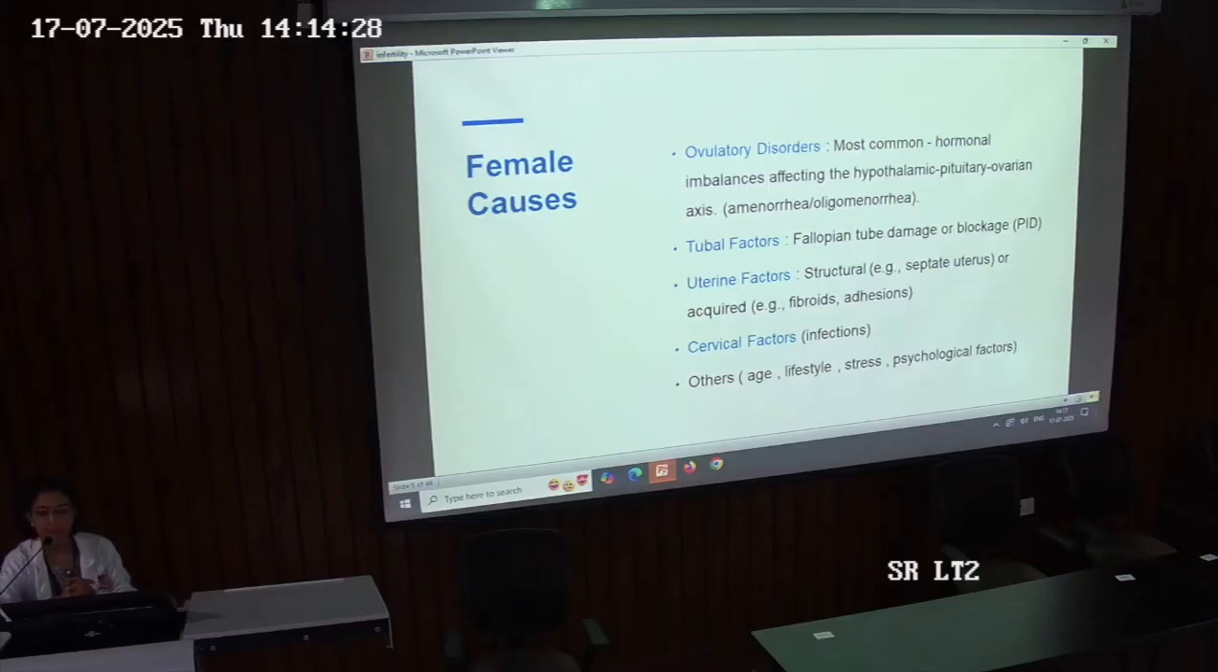Ovulatory disorder is the most common factor for female infertility. Tubal and uterine factors may be congenital or acquired, then cervical factors, and even lifestyle, like sedentary lifestyle, stressful working conditions, excessive physical activity, or even psychological factors can suppress the HPO axis and result in anovulation.